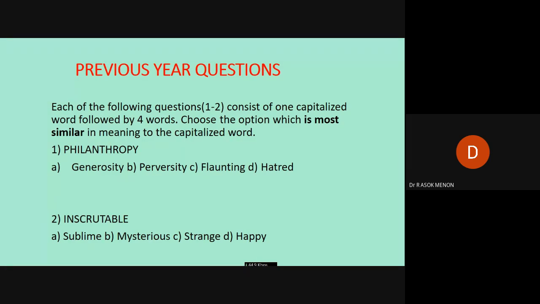We are not discussing these things in depth. Here, you can possibly make a wild guess of the meaning: generosity, perversity, floundering, and hatred. Perversity, floundering, and hatred belong to the same category, though there are a few differences. Anyhow, the only word that stands apart from perversity, floundering, and hatred is generosity. So the most similar meaning is generosity. Secondly, you can see inscrutable. If you can guess, this word comes from scrutiny, scrutinize. So it is guessable. Inscrutable means mysterious. You cannot scrutinize it. This is just the beginning.